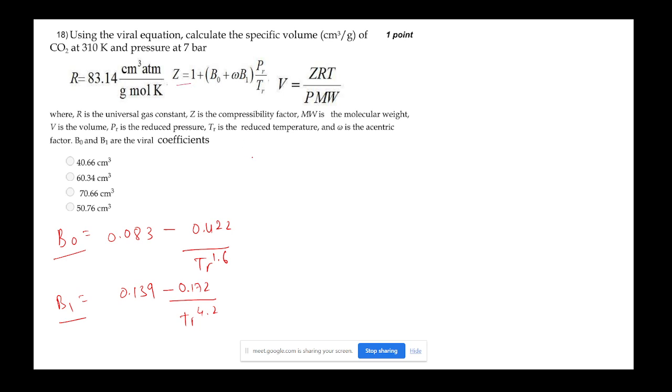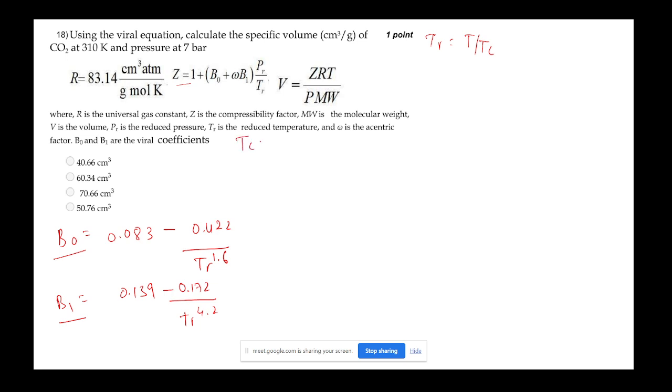Now first let's find out the value of TR and PR. TR is what? T by Tc. So critical temperature and pressure are not mentioned here. That you need to find out from any of the appendix which are available in the thermodynamics book. One of the books I would suggest is Smith and Van Ness, and in the appendix you will find the values of Tc and Pc.